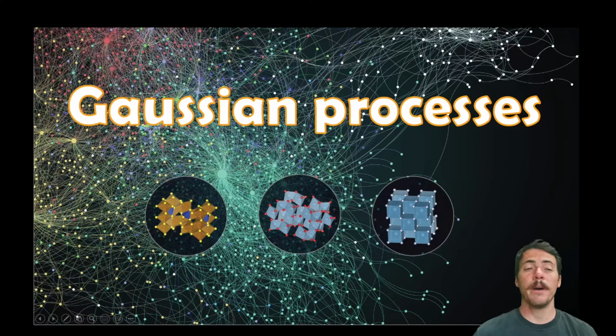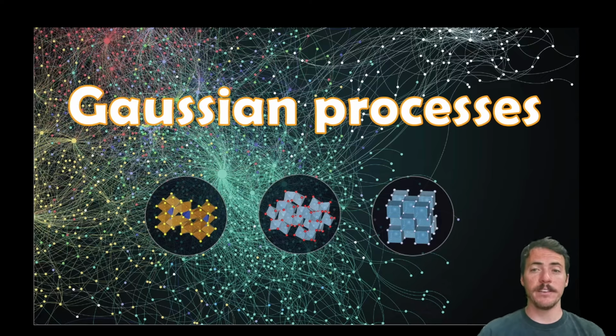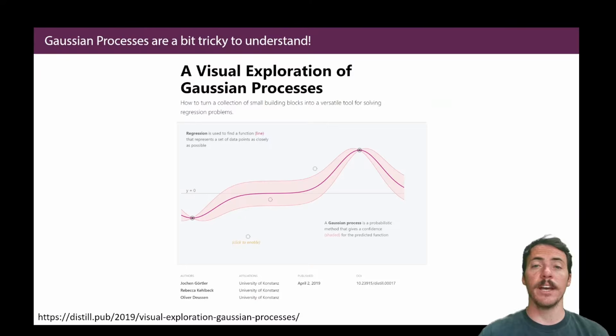Hey everybody, welcome back to our Materials Informatics playlist. Today we talk about Gaussian processes. So this builds off of our last video on naive Bayes theorem. Now we're going to extend that to Gaussian process.